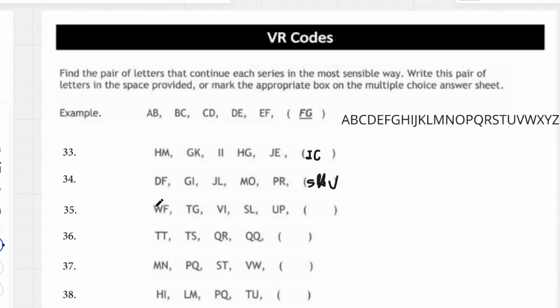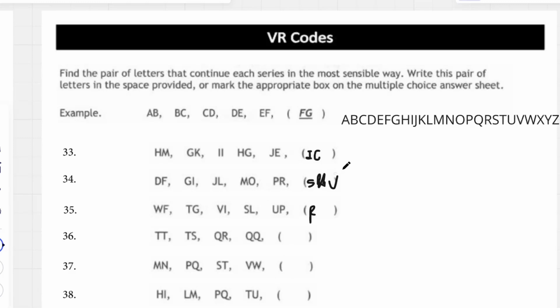35 is going to be W to T. 1, 2, 3, add 2. 1, 2, 3, add 2. 1, 2, 3, we get R.